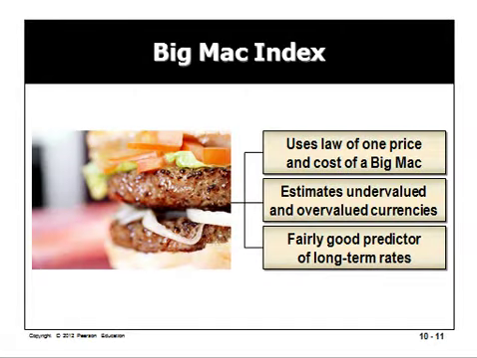The Economist magazine publishes its Big Mac Index using the law of one price to determine the exchange rate between the US dollar and other currencies. This index is a fair predictor of the direction rates should move.